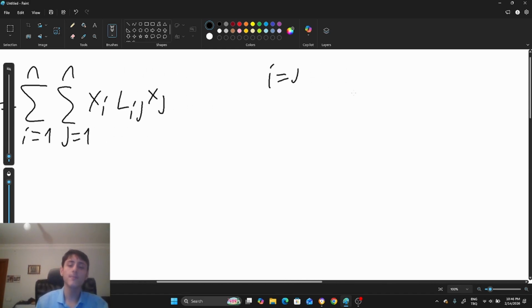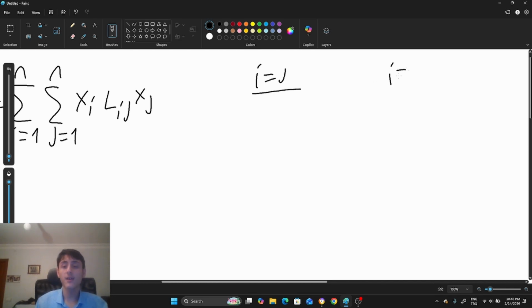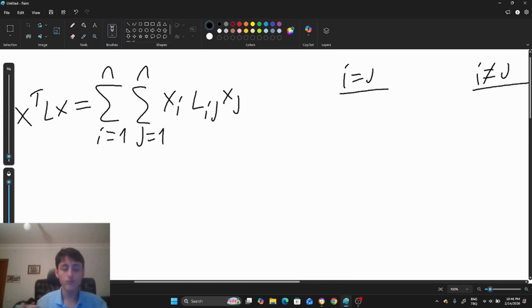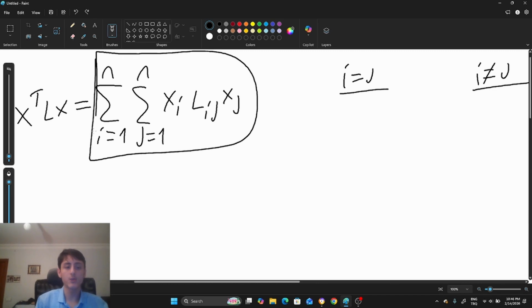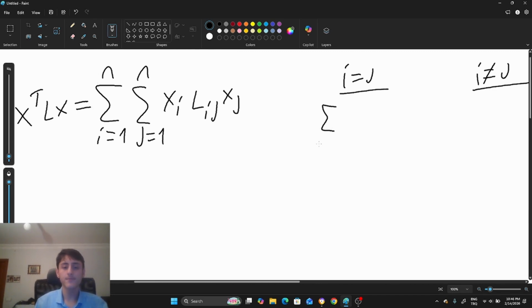First case, i equals j. Second case, i is not equal to j. Well, when i equals j, we can write our statement, by statement I mean this one, as the sum over i equals 1 to n of the Laplacian matrix entry L_ii times xi squared, because i is equal to j. We just plug in j as i and we iterate i over 1 to n.